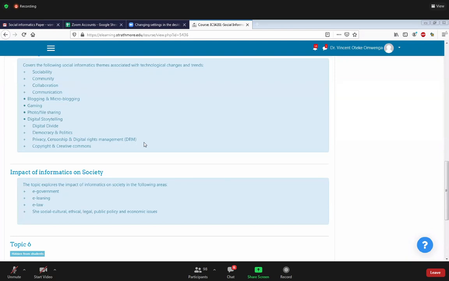Now, you are aware that in our constitution there is an article that talks about human rights and the environment. The question is, do you have digital rights? The answer is yes. Has technology been used to manage those rights?